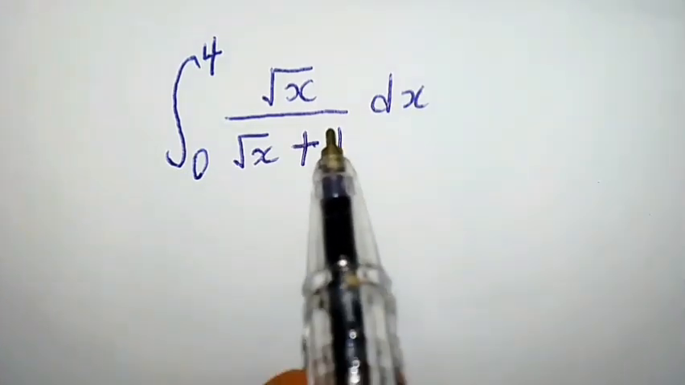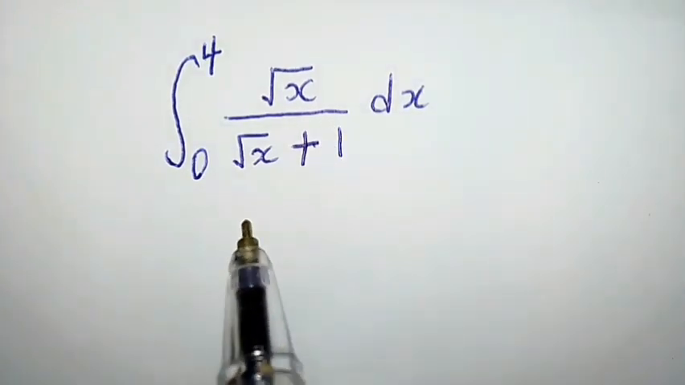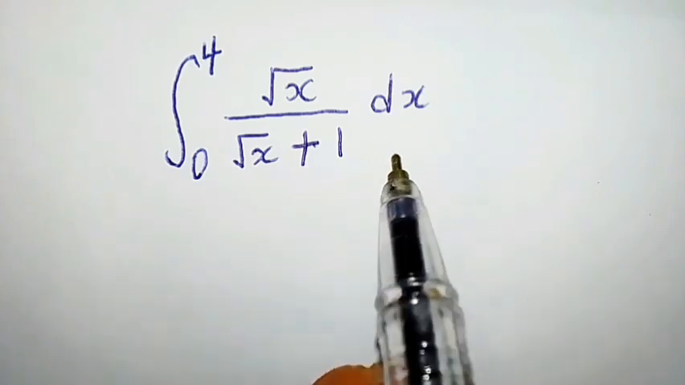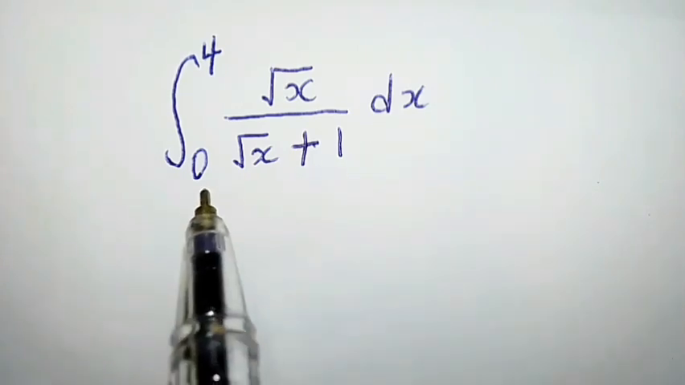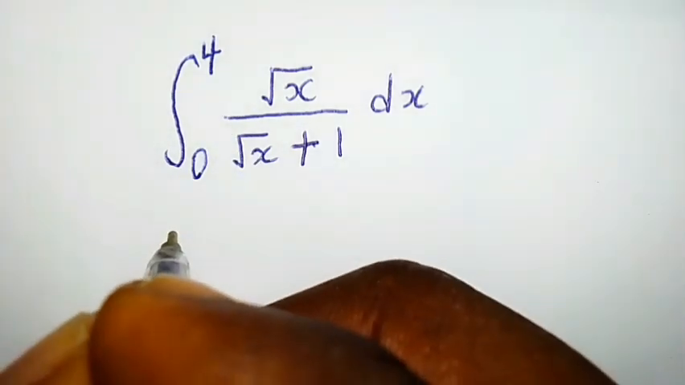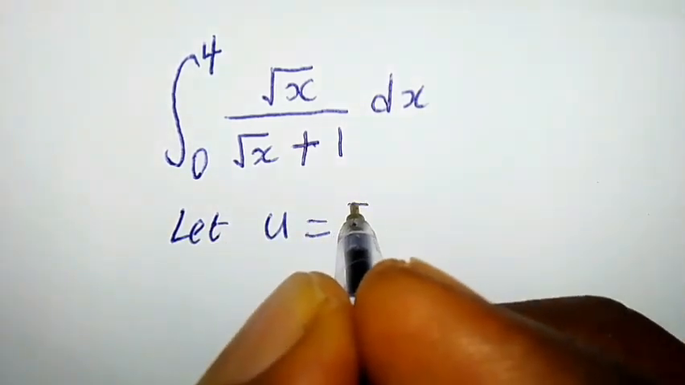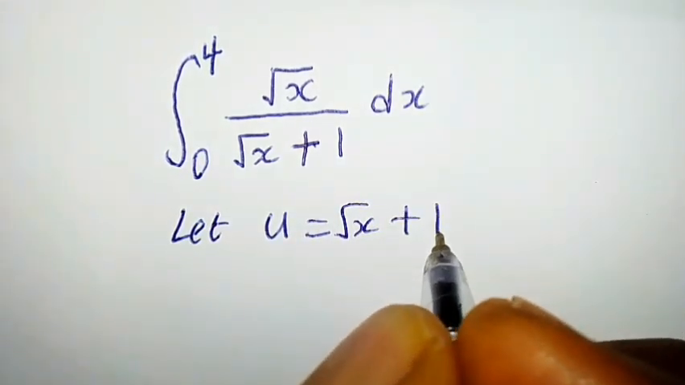Welcome to integrate this quotient of two functions. How do we integrate square root of x over square root of x plus 1 with respect to x from 0 to 4? First, let's suppose u is equal to square root of x plus 1.